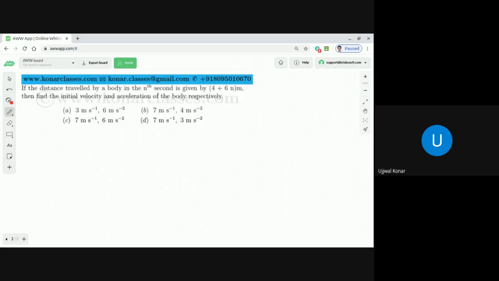Before appearing for a practice test, as I always suggest, always go through the DPP first. Then it will make it more meaningful for you to solve this kind of problem. So this is a good question. If the distance traveled by a body in the nth second is given by 4 plus 6n meter, then find the initial velocity and acceleration of the body respectively. Okay, how many of you are aware of this formula? S is equal to ut plus half ft square.